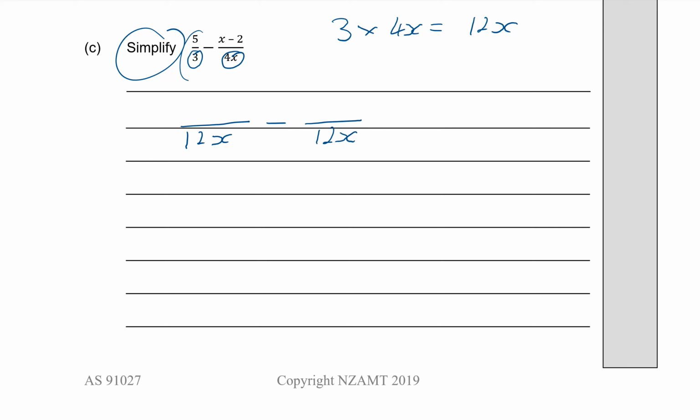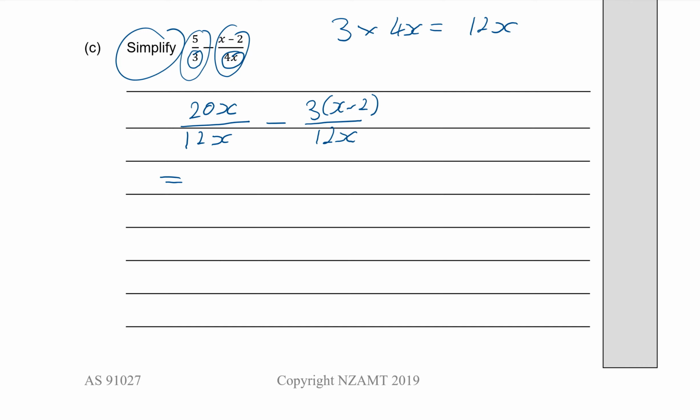So the left-hand one, I had to multiply that by 4x. 5 times 4x is 20x. The right-hand side fraction, I had to multiply it by 3 to get from 4x to 12x. So I'll have to do the same to the top. I've now created equivalent fractions, but with the same denominator.